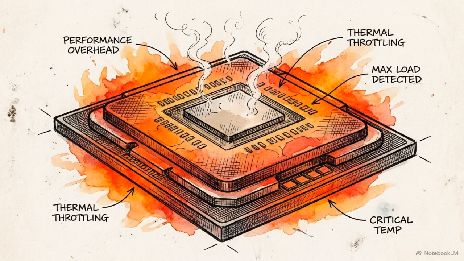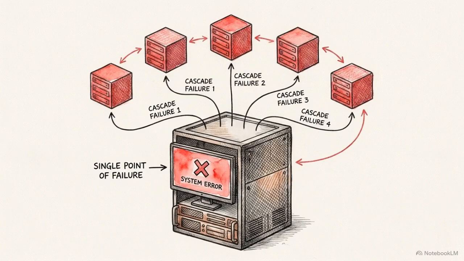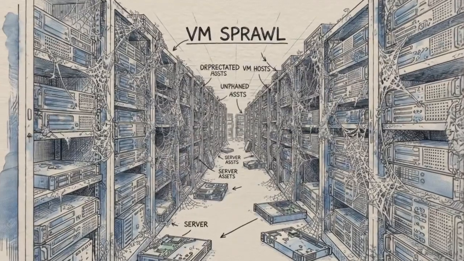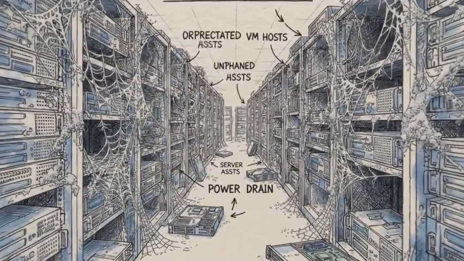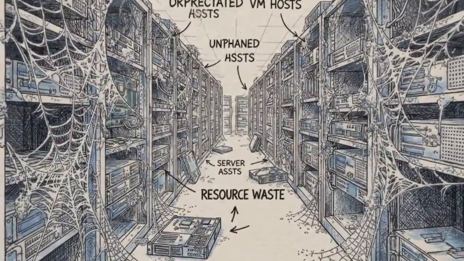On the negative side, there is persistent performance overhead from hypervisor emulation. Consolidating resources creates a dangerous single point of failure where one physical crash takes out multiple VMs. Finally, because spinning up VMs is so easy, administrators often face VM sprawl, wasting storage on unmonitored systems.